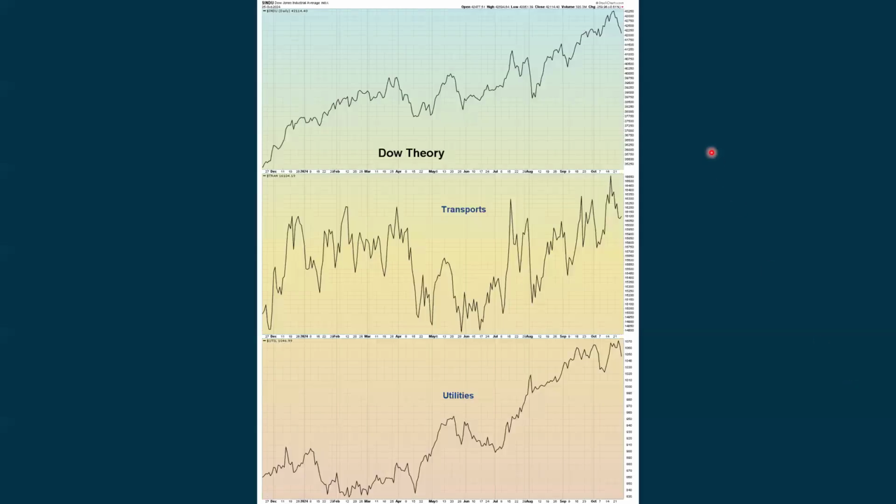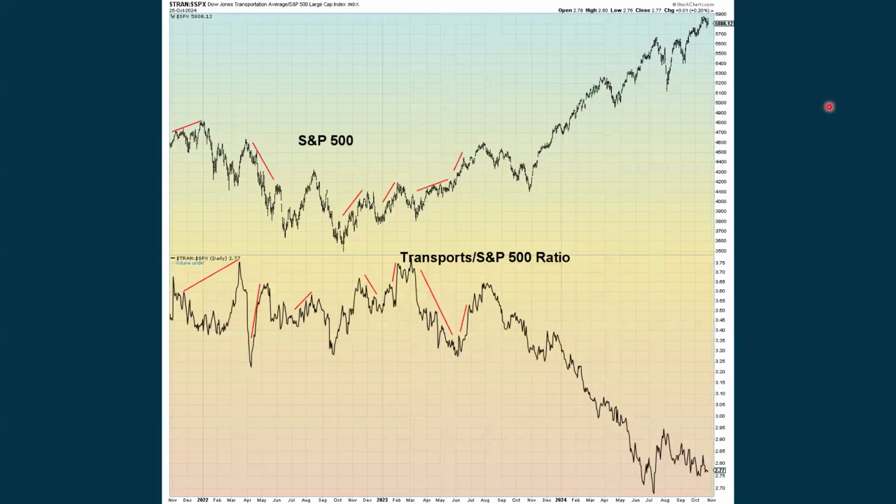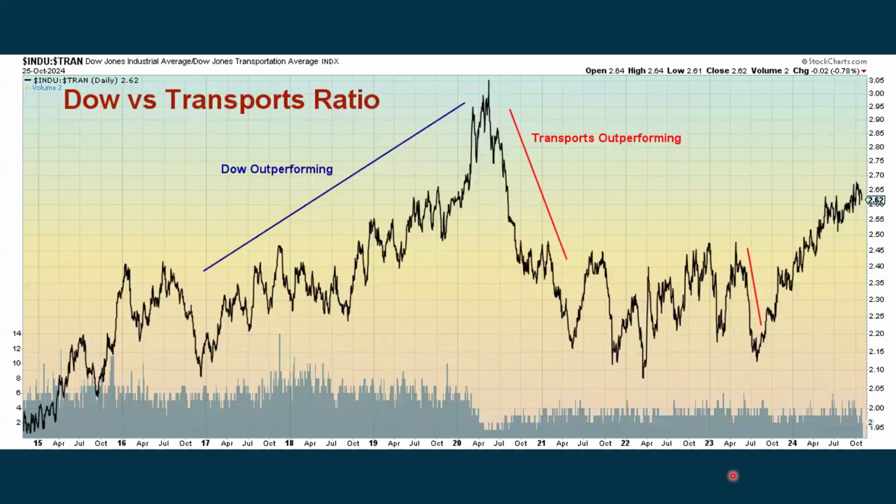We look at traditional Dow theory, the Dow coming off of a recent all-time high. Then the transports just kind of floundering for most of 2024. The utilities had been strong, but saw some recent weakness. We look at the transports, which also just shows how they pretty much have been going sideways. We look at a ratio between the transports and the S&P. When this is going down, that means the transports are continuing to underperform the S&P. And then we look at another ratio between the Dow and the transports. When this is going up, which is pretty much what it's doing, that means the Dow is outperforming the transports.